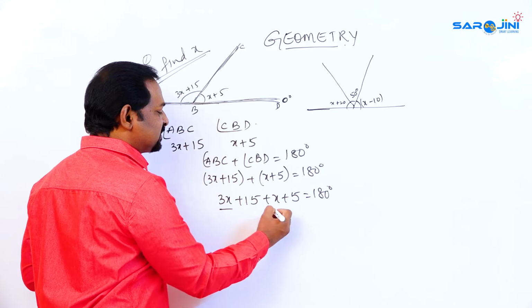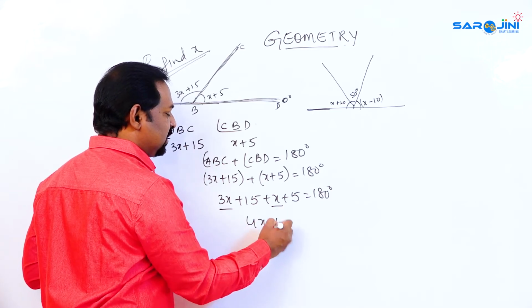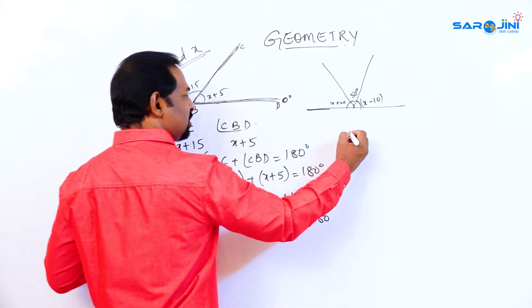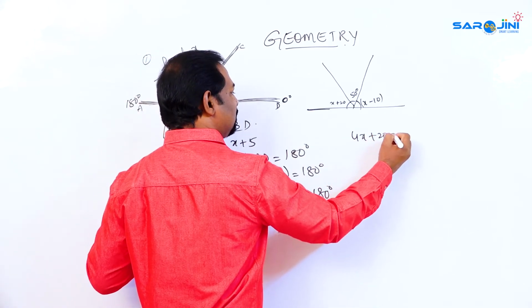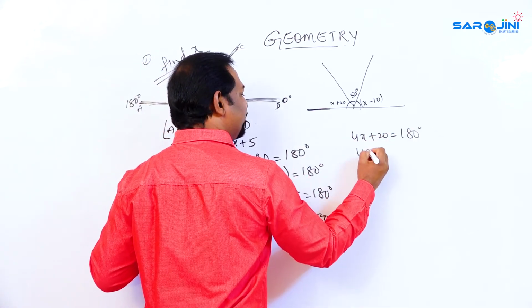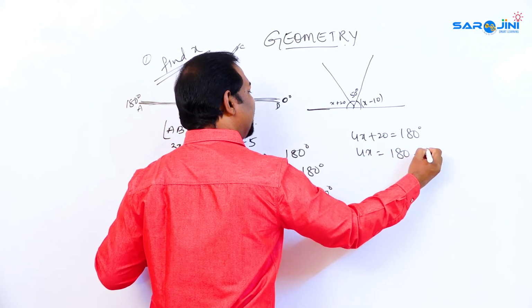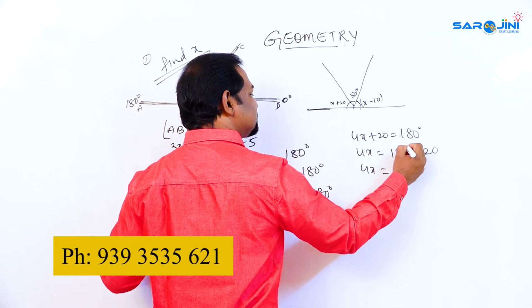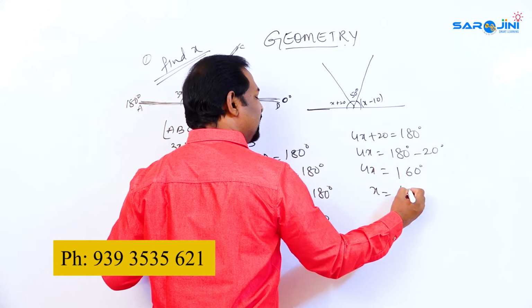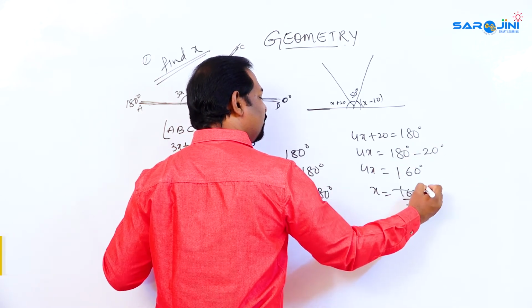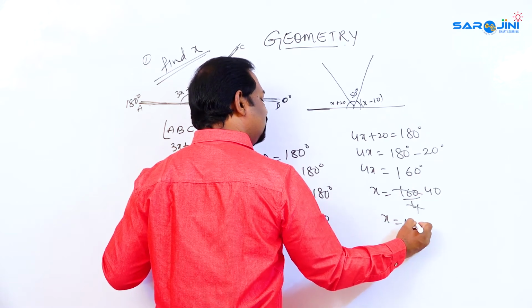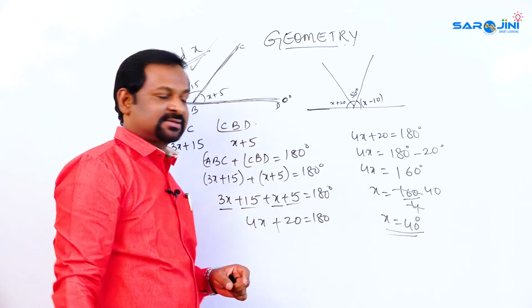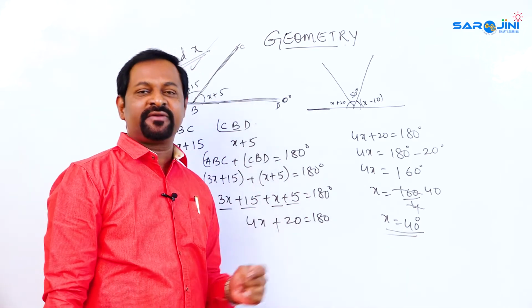Now 3x plus 1x makes 4x, and 15 plus 5 makes 20, equal to 180 degrees. So 4x plus 20 is equal to 180. That means 4x is equal to 180 minus 20, so 4x is equal to 160 degrees. So x is equal to 160 divided by 4. 4 4s are 16, so x is equal to 40 degrees. He is asking me to find the value of x, so x is nothing but 40 degrees. In this way we can find it.